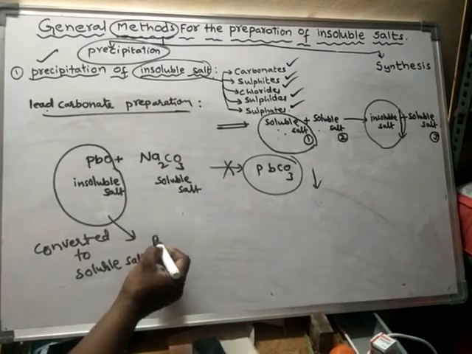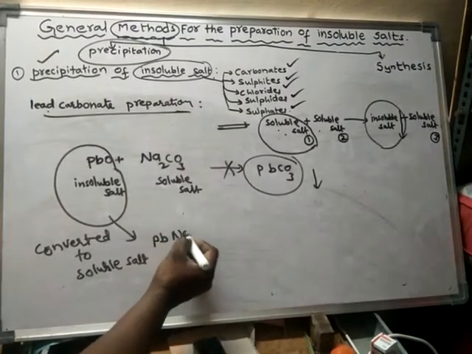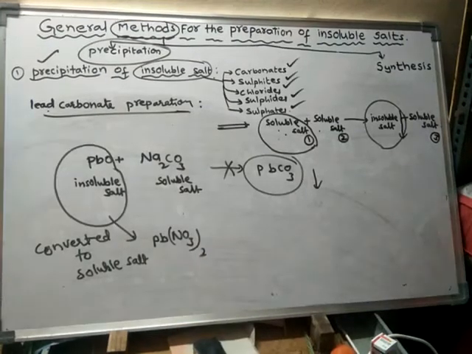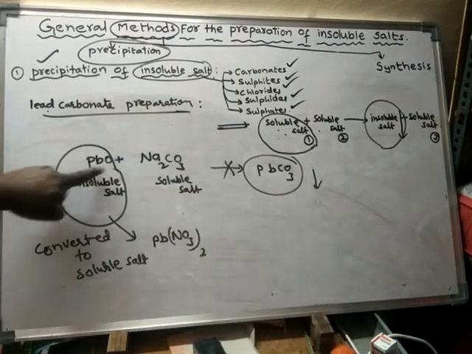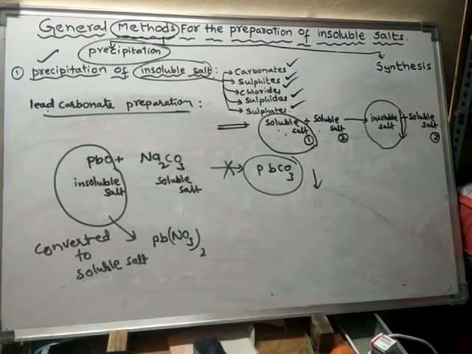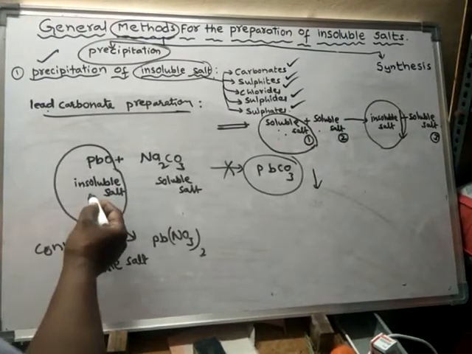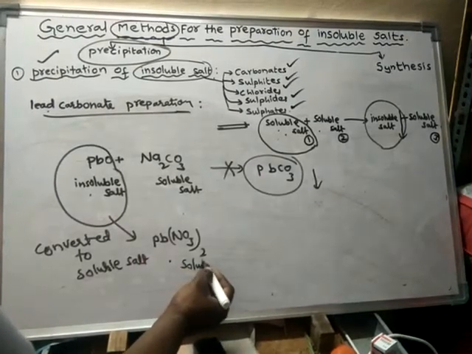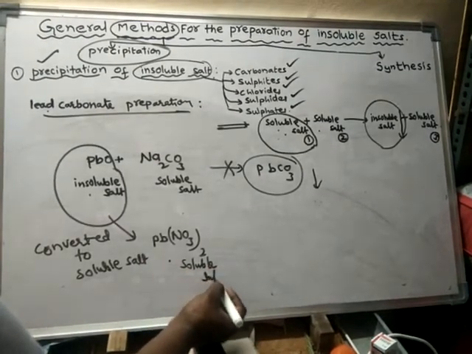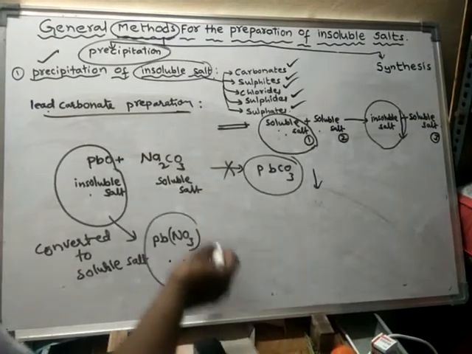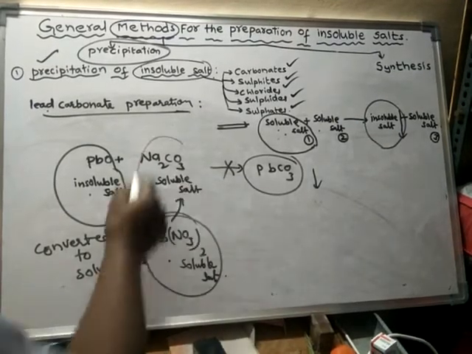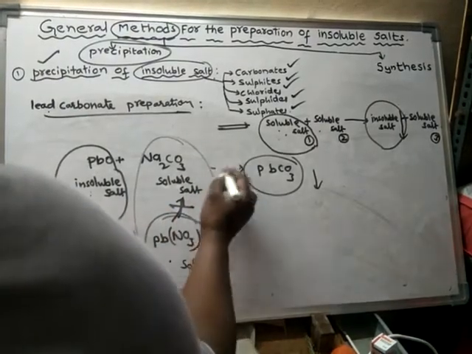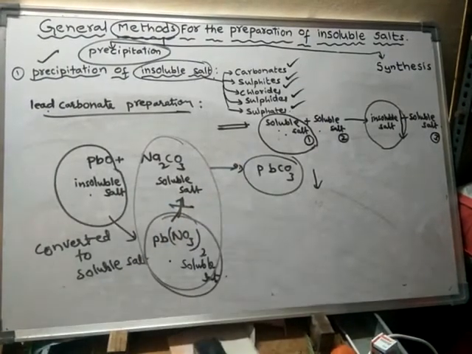So let us take a soluble salt. Generally, all nitrate salts are soluble, like lead nitrate. So simply convert the lead monoxide into lead nitrate. After conversion of lead monoxide into lead nitrate, which is a soluble salt, now mix this one with this. Now these two are mixed, the reaction takes place, and due to this, lead carbonate is formed.